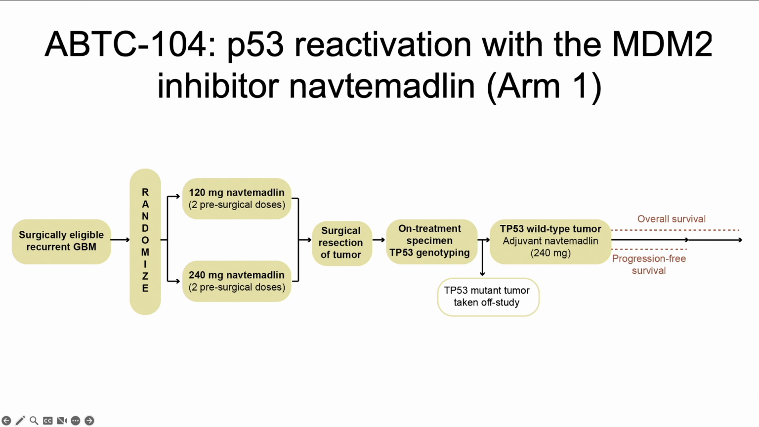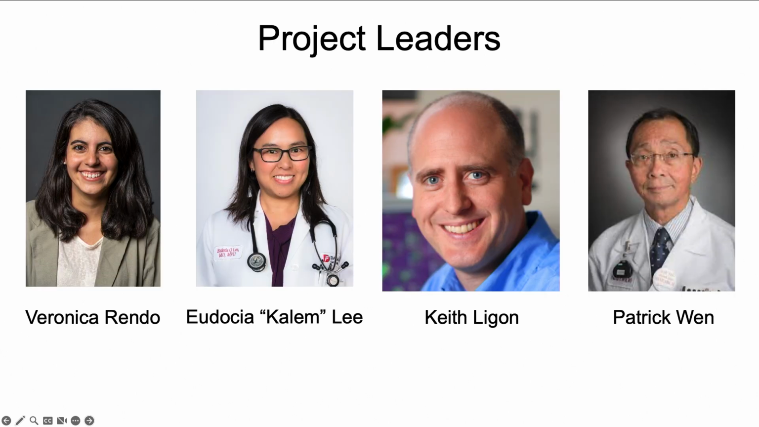We've been doing a trial with ABTC and now the Alliance for Clinical Trials of p53 reactivation with the MDM2 inhibitor navtemadlin. And here we take patients and randomize them to 1 of 2 doses of navtemadlin. We treat them and then do a surgical resection, make sure that their tumor is p53 wild type, and then go on and treat with more navtemadlin. And the key point is that we do the surgical resection here, as you'll see later. So I want to talk about this trial.